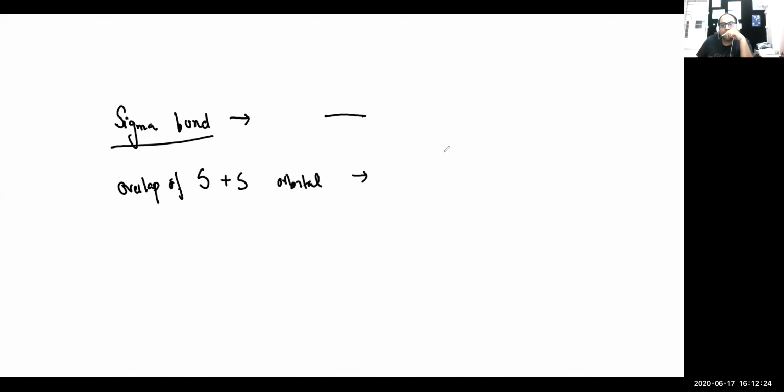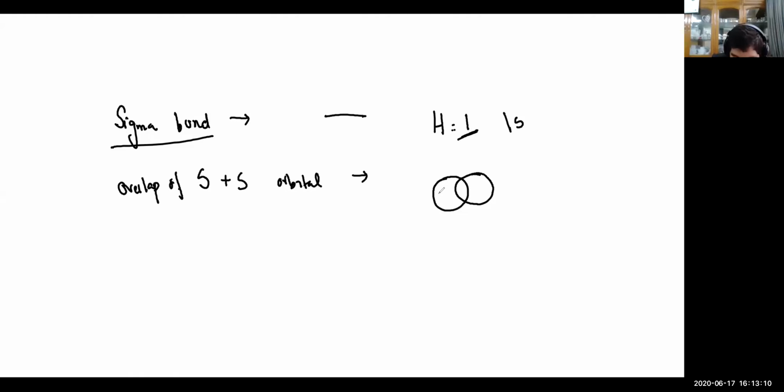Example, if you think of hydrogen, hydrogen has how many electrons in the last shell? One. And where is this electron present? S orbital, 1s. So if you have two hydrogens, the 1s orbitals overlap. This is an orbital. This is an orbital.